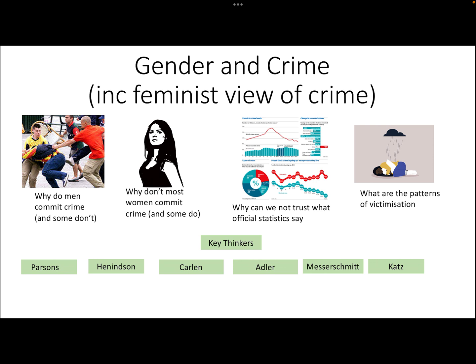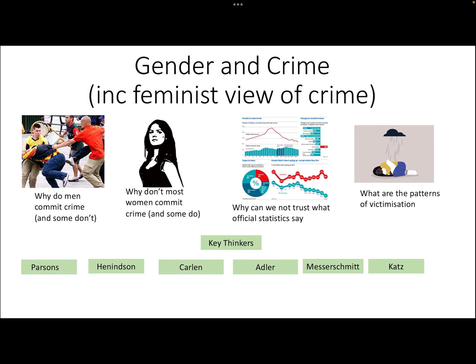This is mainly orientated towards the AQA specification, but useful for all of them. I'm going to include the feminist view of crime in this lecture. I don't do a separate one on the feminist view of crime because it's very much tied up in this particular topic.